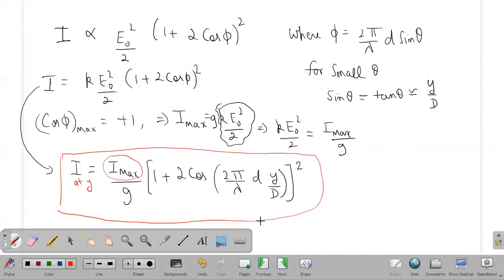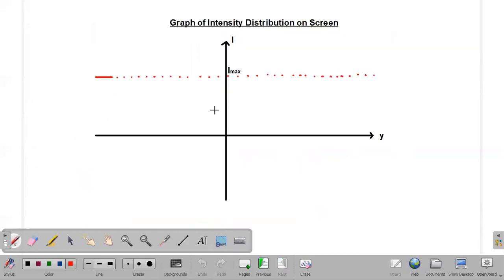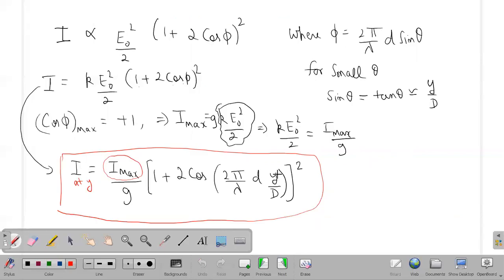And when you plot this expression, look, this is a very complicated expression. Why is this expression complicated? Just look at the values. If y equals 0, I is maximum. If y equals capital D lambda over small d, again I is maximum. You can check the value. Again I is maximum.